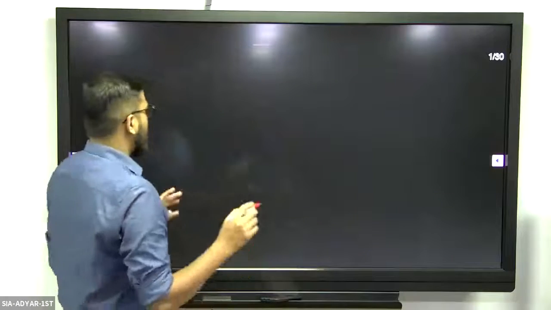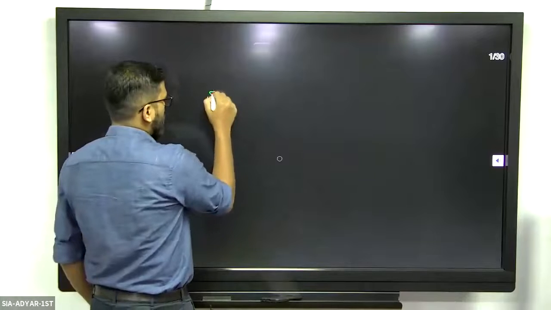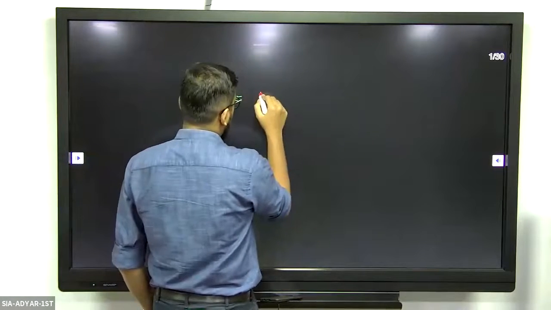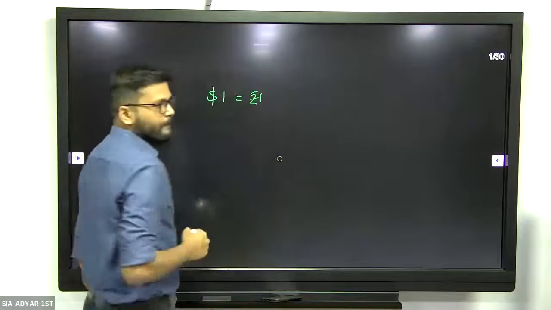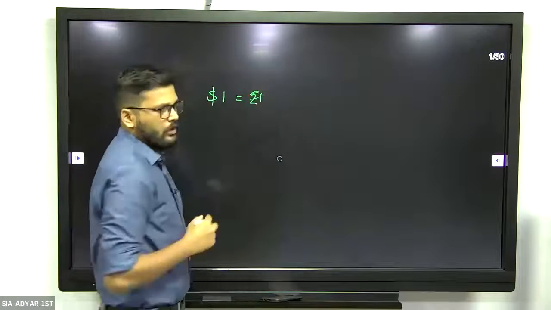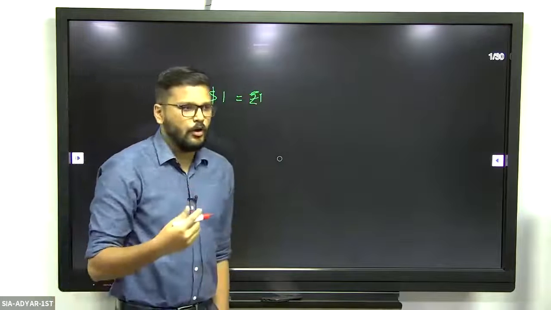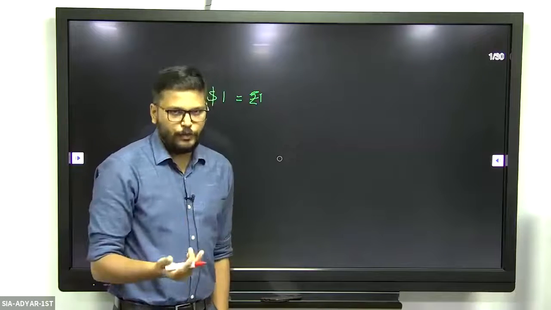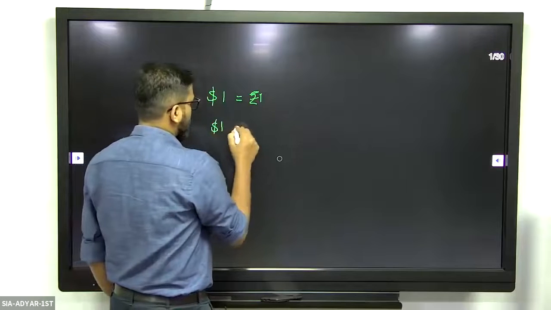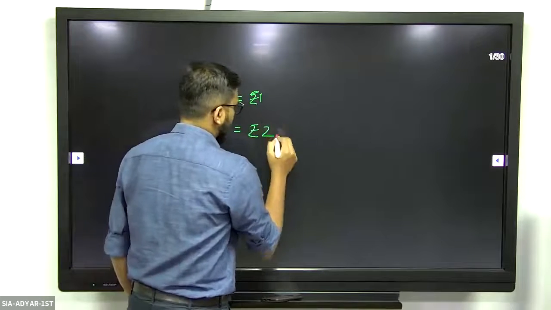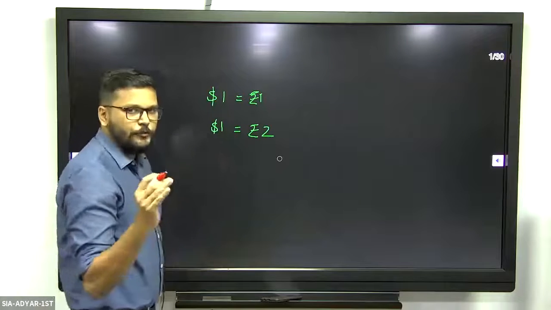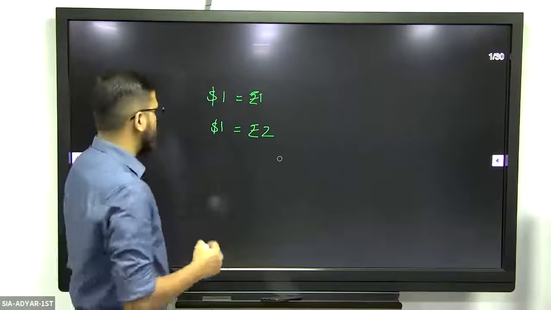Assume that we have a scenario where $1 is equal to, let's say, 1 rupee. Now, because of excess demand for dollar, or maybe excess supply of rupee, or a combination of both, we arrive at a scenario where $1 is equal to 2 rupees. So what is happening? Let us look at it first from the dollar's perspective. That is easier to understand.